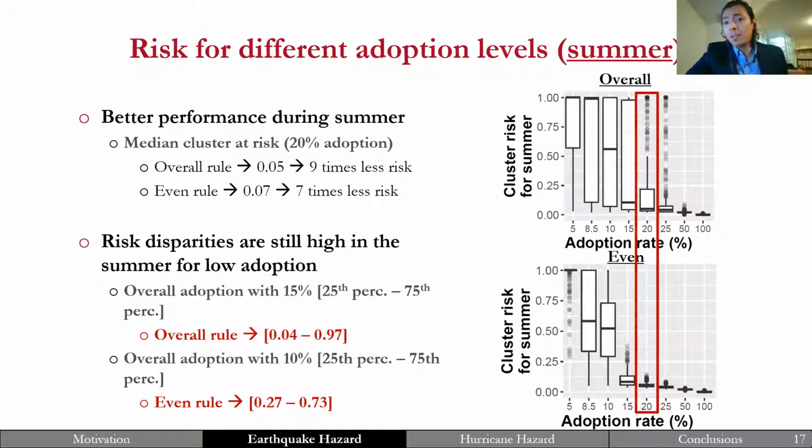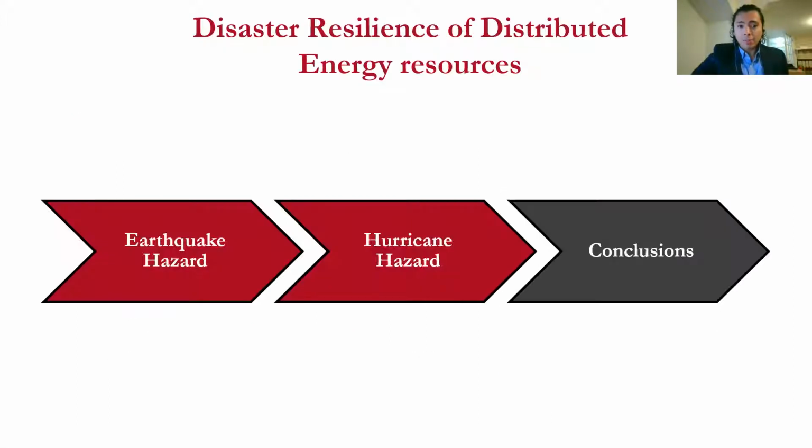So this is what we did for the earthquake hazard. We built a framework to model risk and how these distributed energy resources and solar infrastructure can give you power accessibility after an earthquake. And we measure that through our risk metric. And we saw also what are the implications of different adoption policies for equitable resilience. So that's what I had for earthquake hazard.